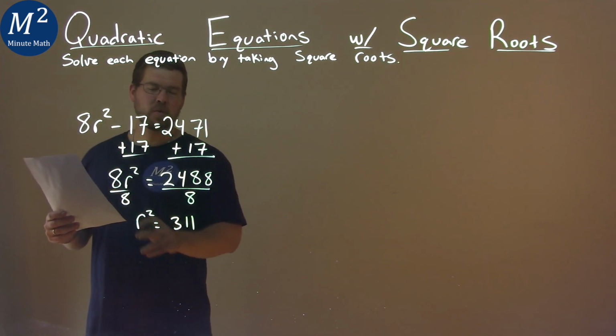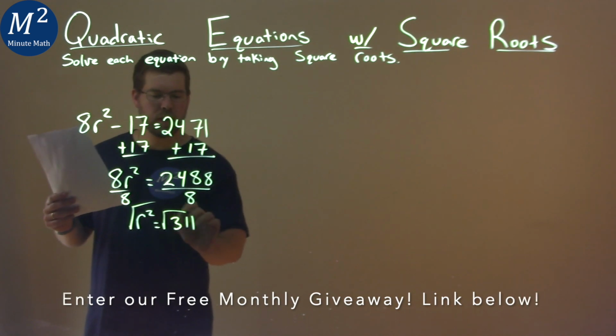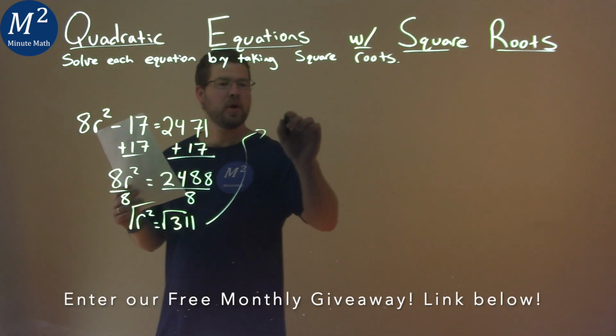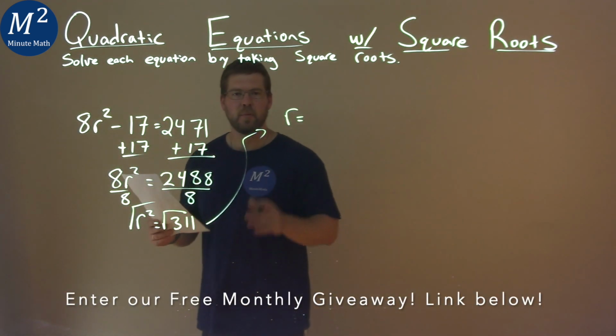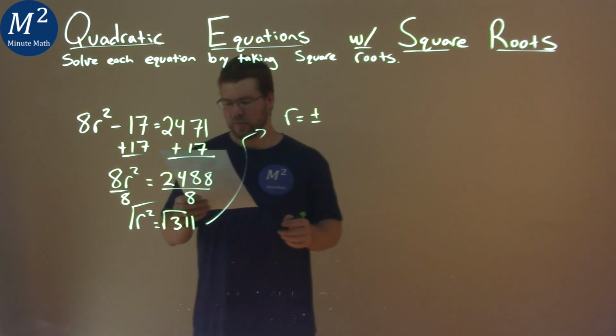Well, we have a square here, right? So to get rid of the square, take a square root. Square root both sides, and put it up here. R is now by itself. When we take a square root over an equal sign, it's a plus or minus, and we have the square root of 311.